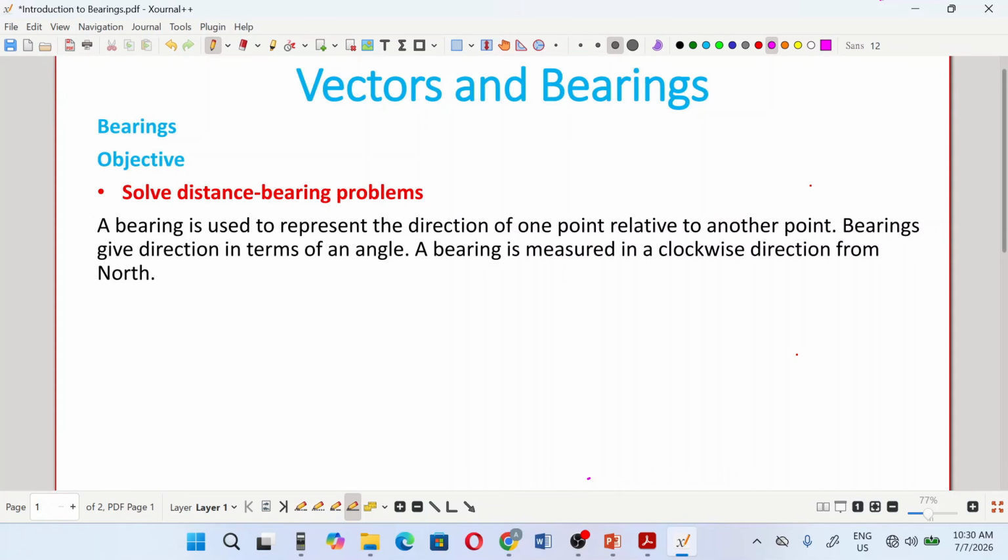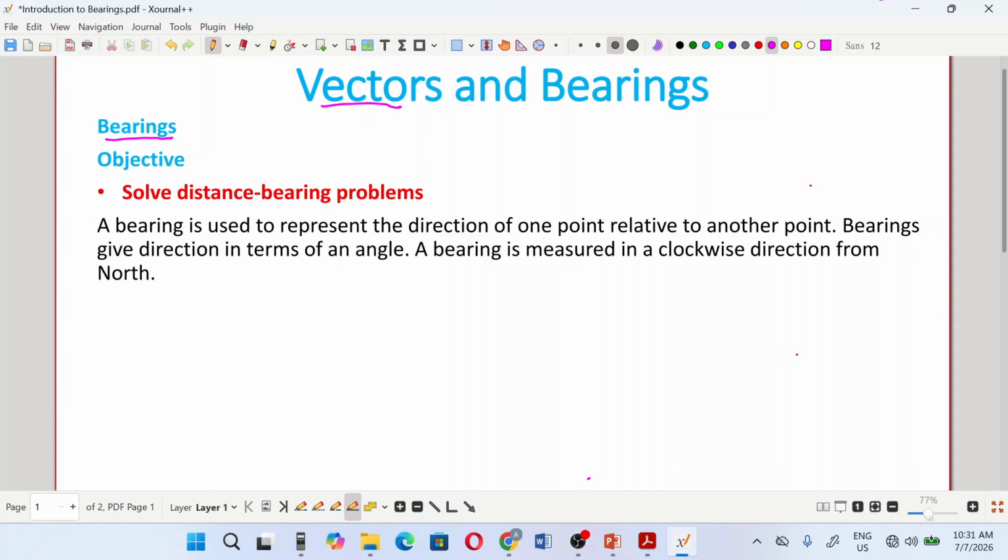Hello and welcome to our lessons on vectors and bearings. In our previous lessons, we did look at vectors, but now we want to pay much attention to bearings. Our objective at the end of this lesson is to be able to solve distance bearing problems.